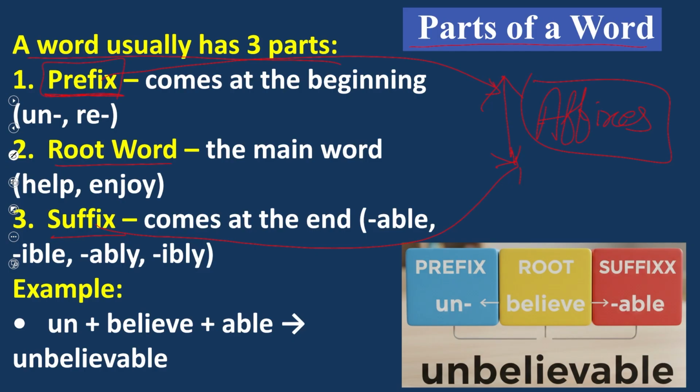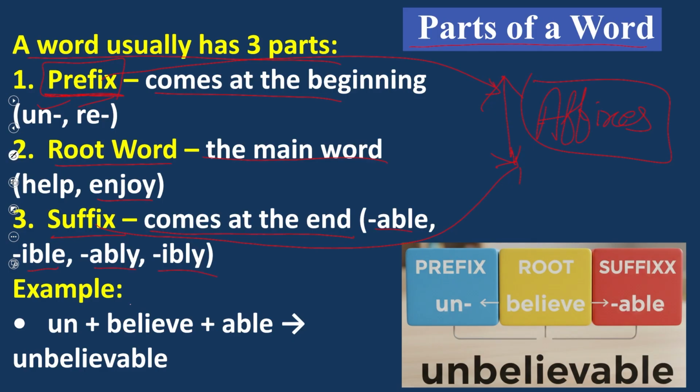So we're talking about the parts of any English word. There are basically three parts: prefix, root word, and suffix. A prefix comes at the beginning of any word, like unread. The root word, the main word, like help, enjoy. And a suffix comes at the end of any word, like able, ably, ibly.